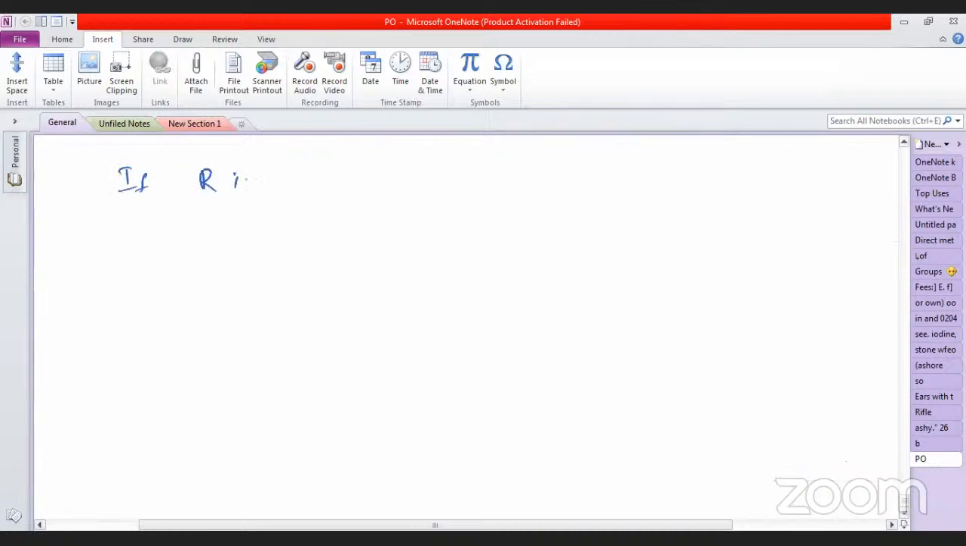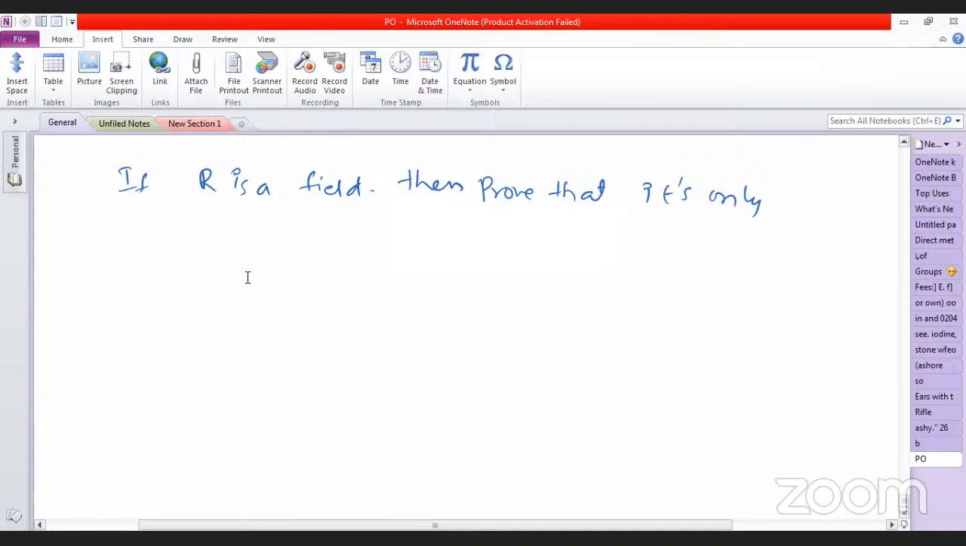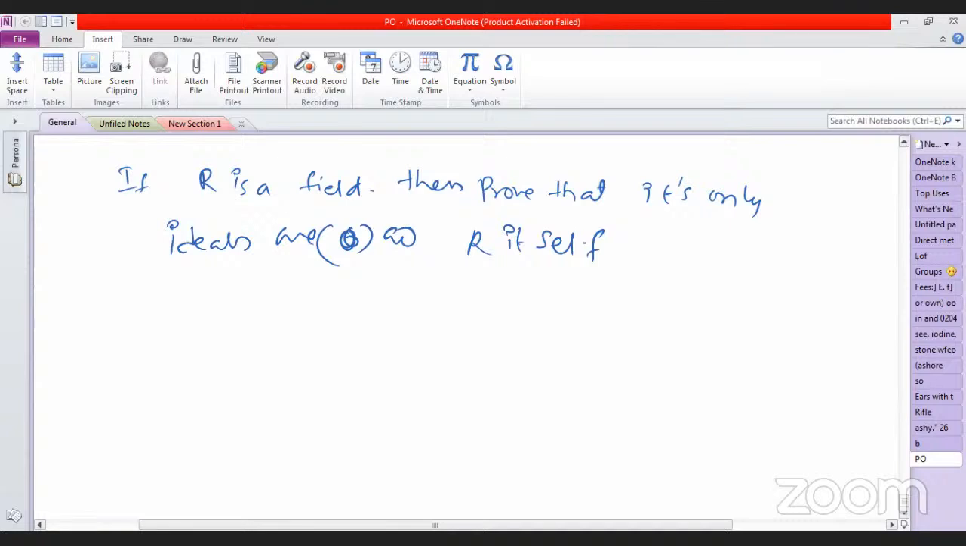If R is a field, then prove that its only ideals are 0 and R itself. So R is a field, prove that its only ideals are 0 and R itself here.